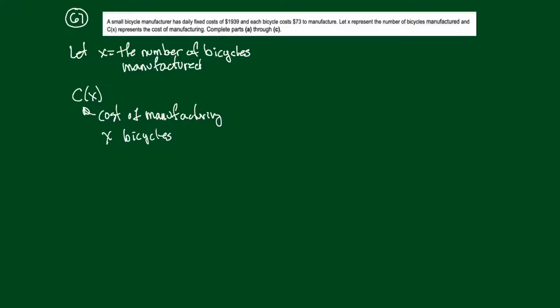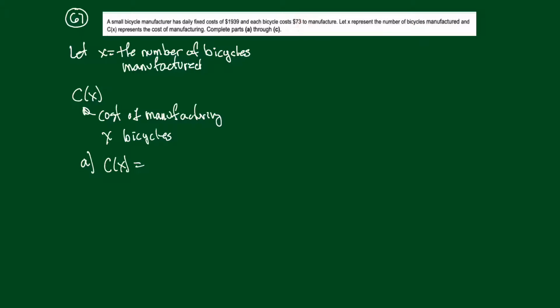Now what do we want to do here? Complete parts A and C through C. So in part A, what we want to do is write a linear function that models this situation. So I'm looking at it this way. We have a fixed cost of $1,939. So if we manufacture nothing, it's still going to cost us that much. Now, the variable part here is the number of bikes that we manufacture.